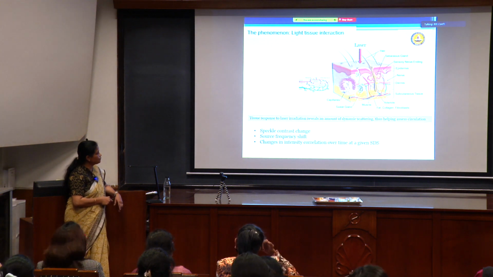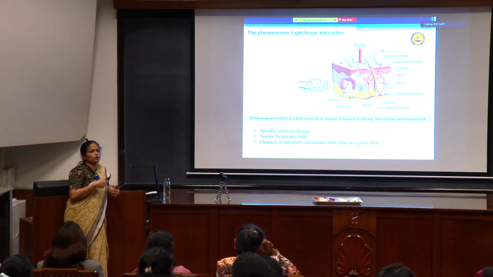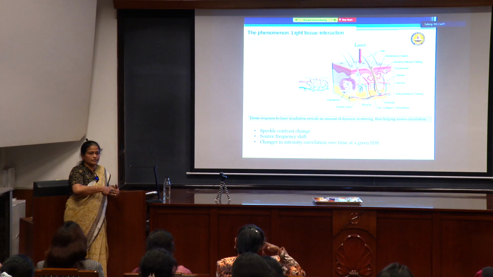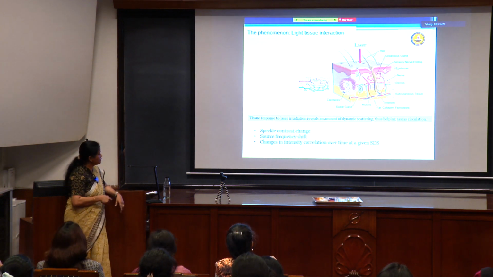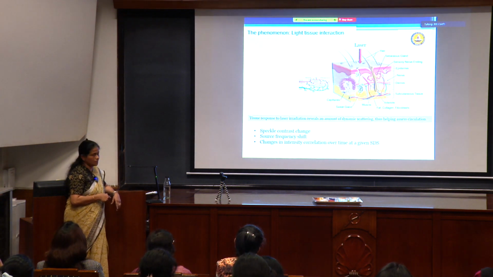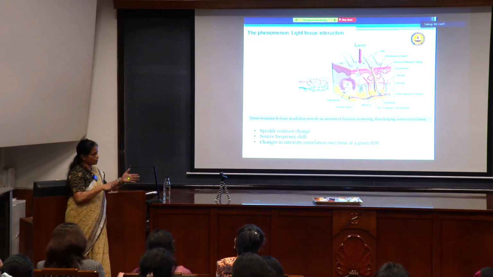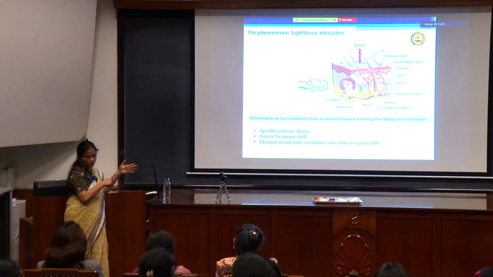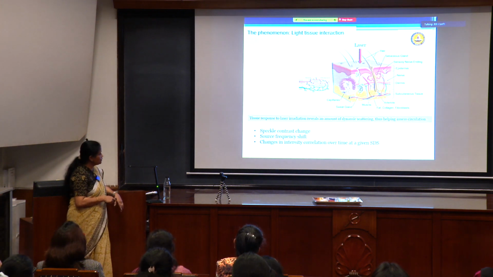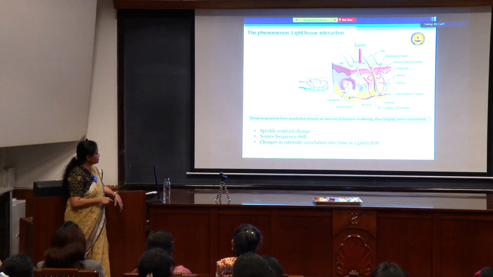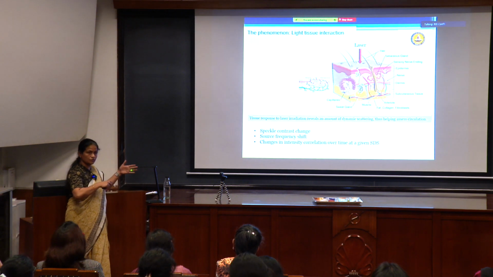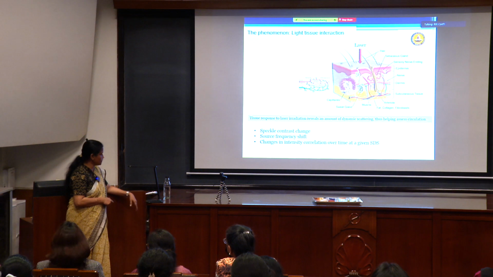And the flowing RBCs basically give out, the microcirculation is predominant when you look at a pattern which is called a speckle. Any laser radiation which is shone on a rough surface gives a speckle pattern. This is actually a speckle pattern. So if you look at speckle contrast, you can assess microcirculation. If you look at the source frequency shift, which is the Doppler phenomenon, you can also assess microcirculation.